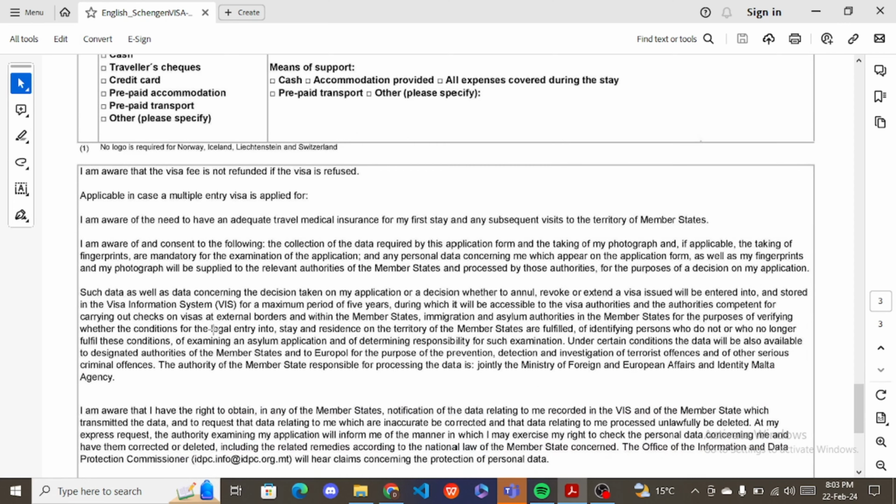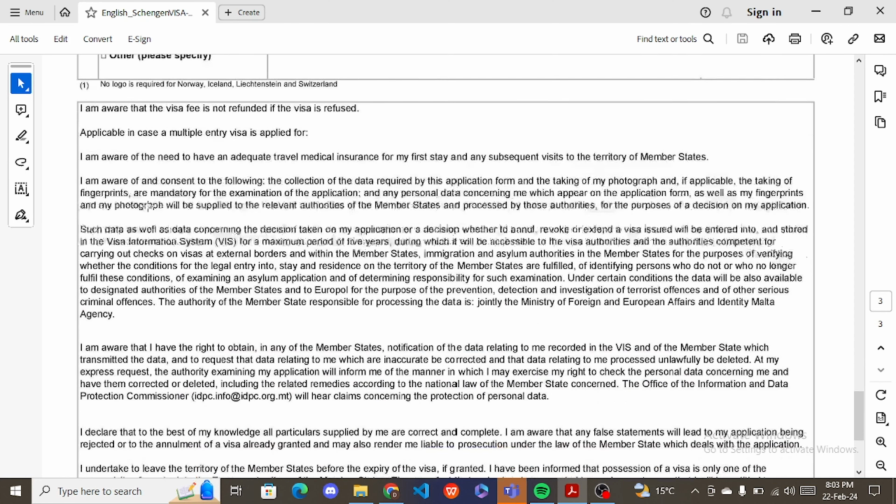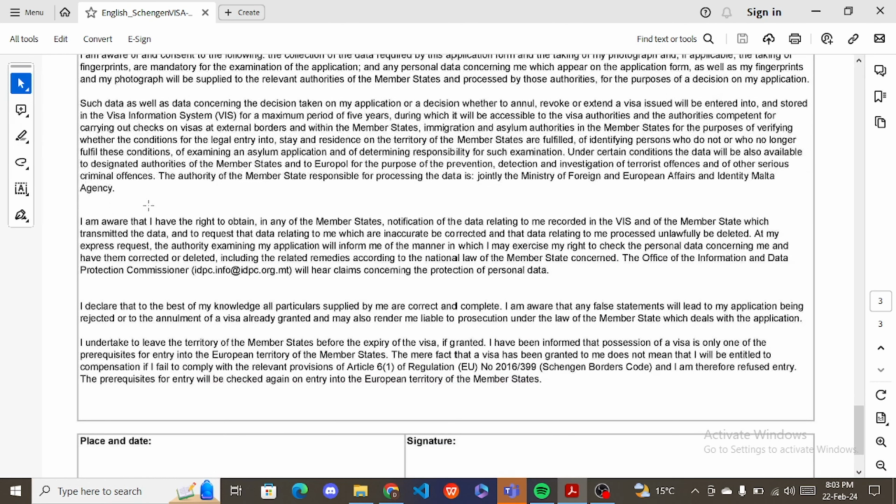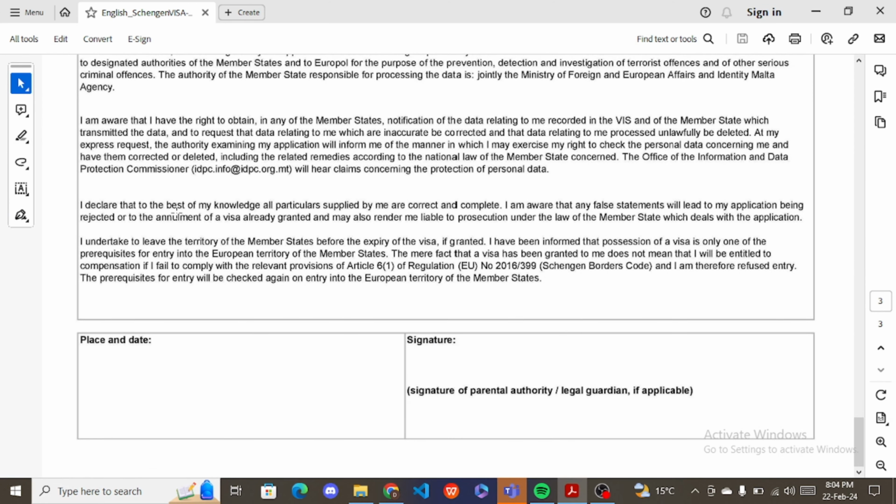Then after that, you just have to read all this. Of course you have to read everything that is written here, so that you can be sure you're doing the right thing and you know what you're asked to do. And that's it. Place and date. You just write where you are. If you're in Nigeria, if you're applying from India, whatever country you're applying from, you just write the country, and then you write the date, then you sign here, and that's it.